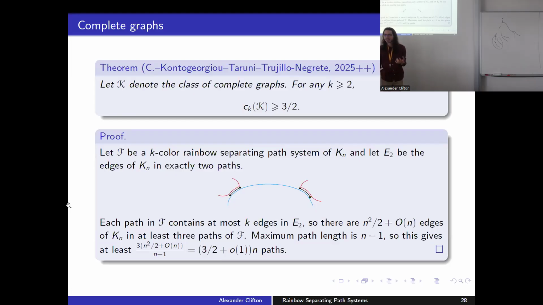So I have a linear number of edges that are covered less than 3 times. So I have n squared over 2 edges that are covered at least 3 times, and the longest path length is n minus 1. So to cover all of these, I'm going to need at least 3n over 2.